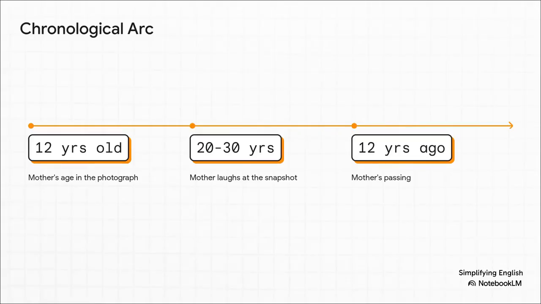And this perfectly illustrates the chronological arc we're going to be following, because time is the true underlying subject of this piece. We start off with the poet's mother at around 12 years old. Then we jump forward a massive 20 to 30 years when the mother is an adult looking back at that exact same photo. And finally, we jump again to the present day, where we learn the mother has been dead for nearly 12 years, which is the exact same amount of time she had been alive in the photograph. It's a beautifully tragic full circle.